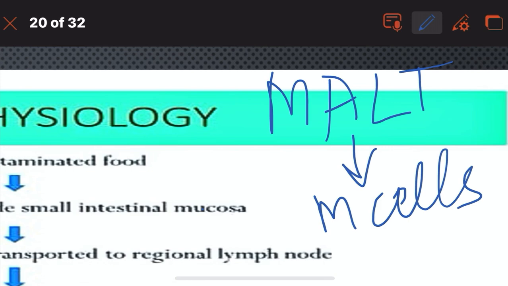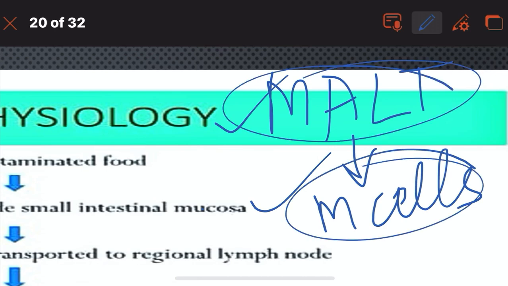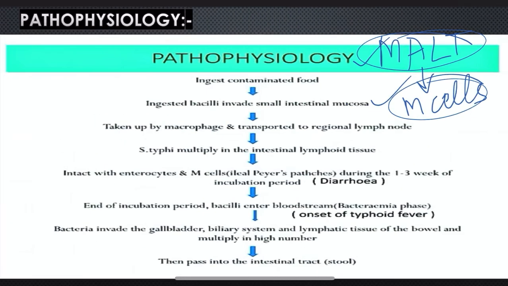And once these antigens are transferred to the lymphoid tissue, they will trigger the activation of immune cells, and the immune responses develop against the antigen. Is it clear? Once you have learnt about the MALT and M cells, this will give a better clarity when you go through this.